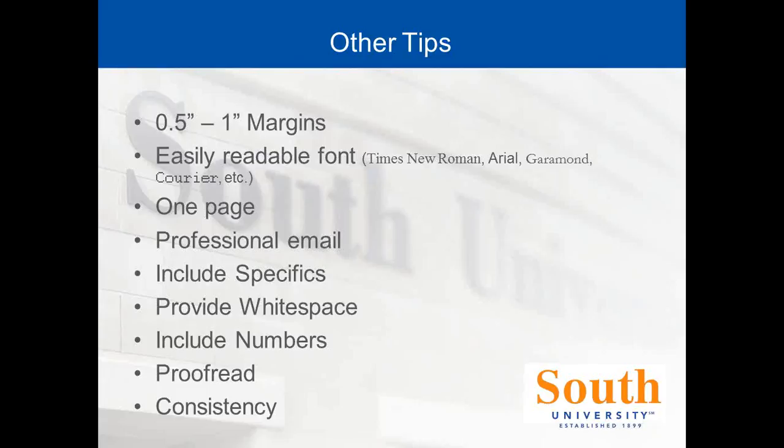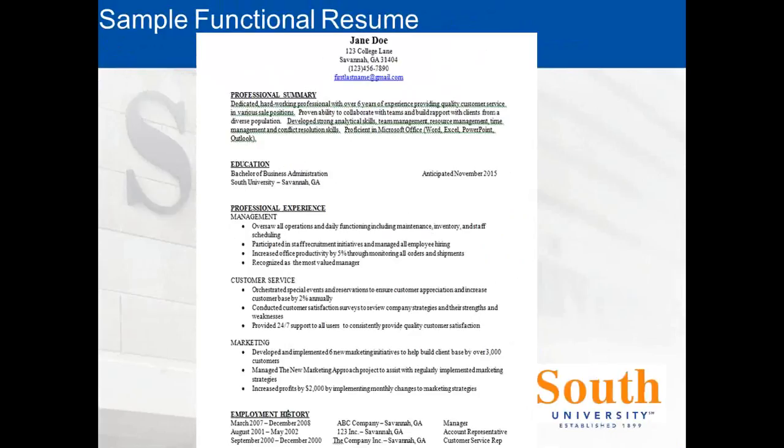So we've gone over a lot of tips. So I know this is probably the moment that you guys are all waiting for. Let's dive into looking at what a functional resume actually looks like. So as you can see, we're taking a look at Jane Doe. Jane Doe has a great header and heading section on her resume. Clearly states her address, her phone number, and then a professional email address.